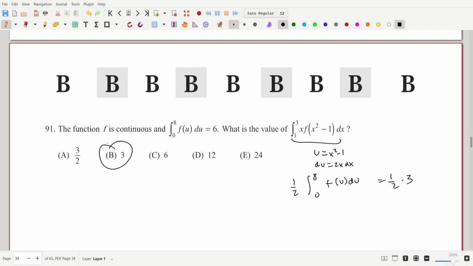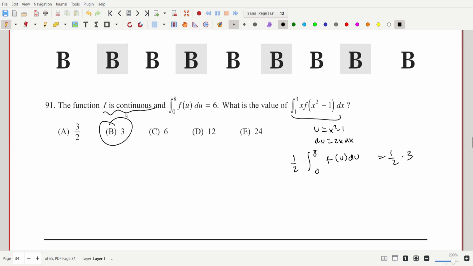Continuity is important for, I guess, u sub. Is that right? I should know that more clearly. 1/2 times 6, sorry, which is 3.